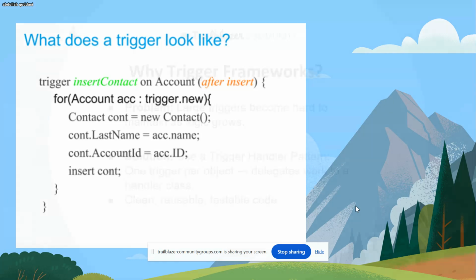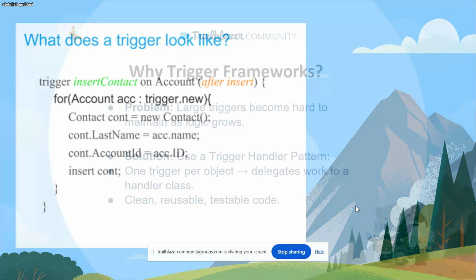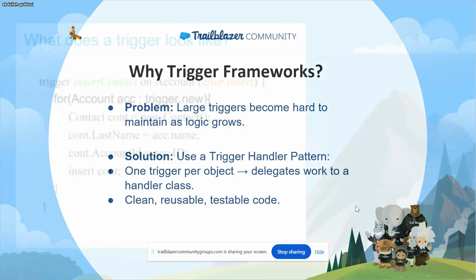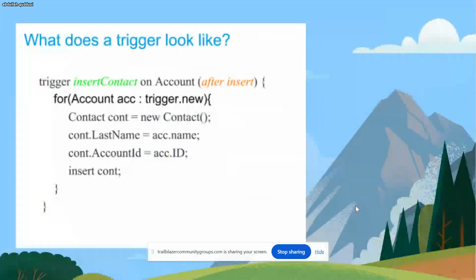Now, this causes different sorts of problems. So, what are these problems? The problem is that large triggers become hard to maintain. Let's say we have a very complex organization. In my previous company, I worked on a client project in which the trigger code contained 3,000 lines of code. So the code was very messy and very hard, and the learning curve was also very high.